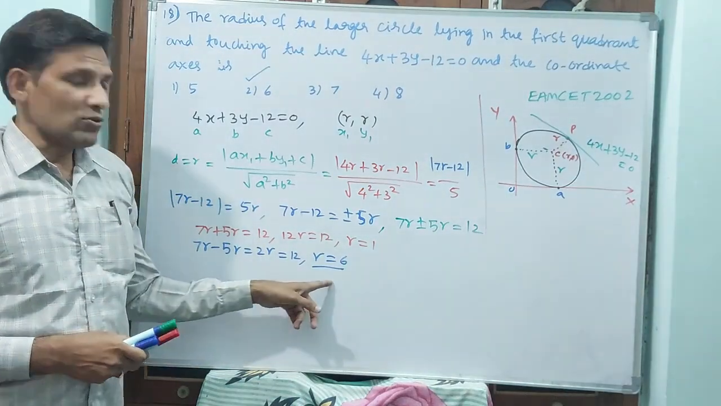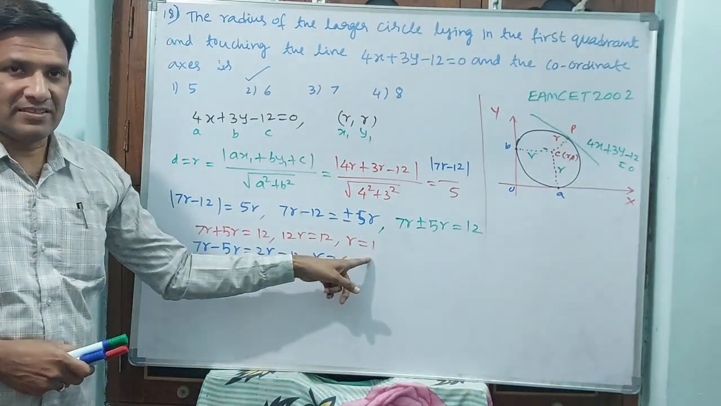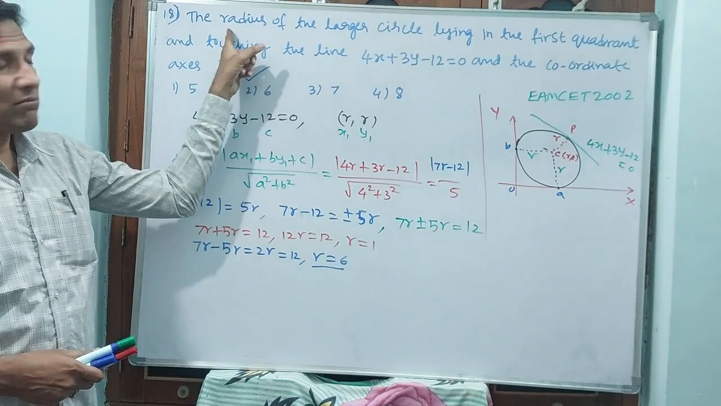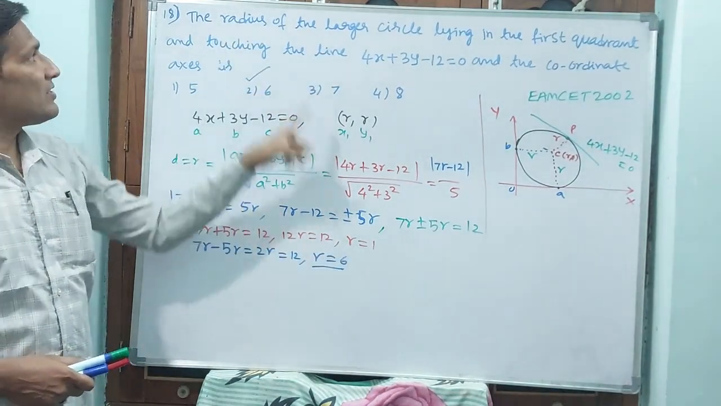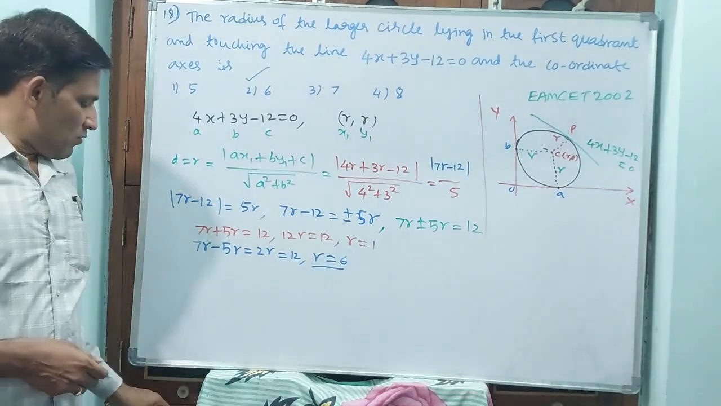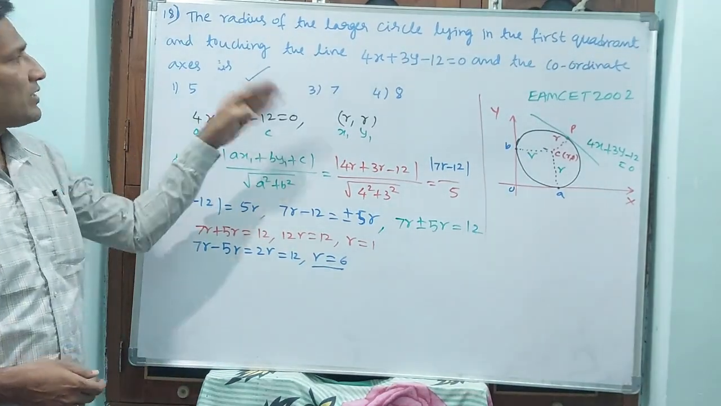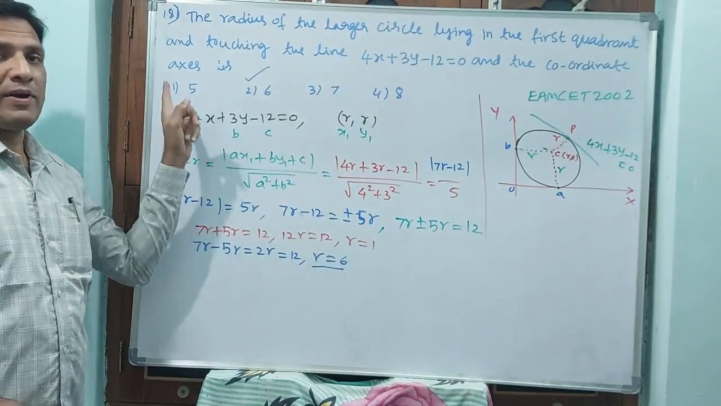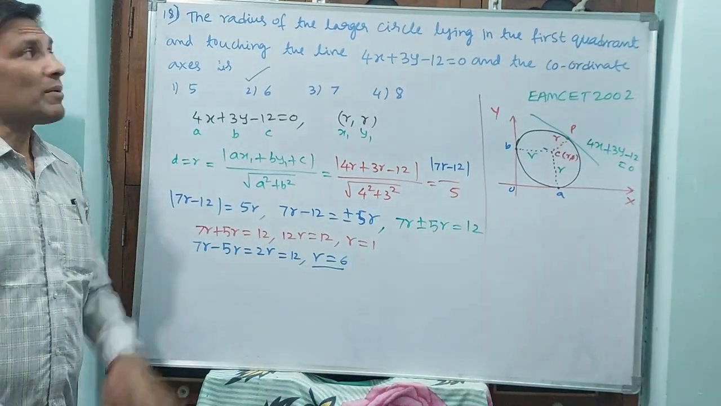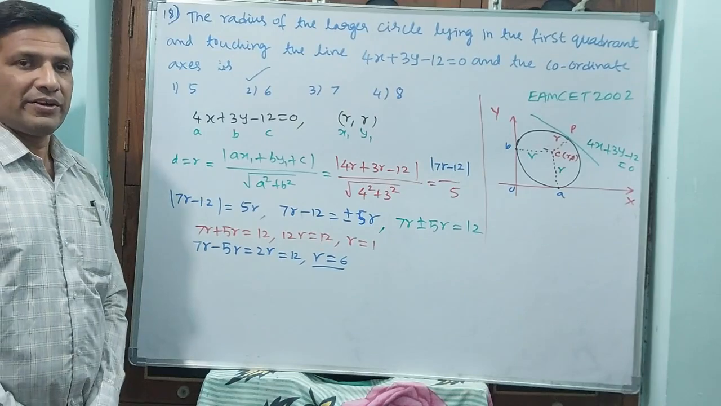Why have we taken r is equal to 6? Because r is 1 is less, a smaller radius, not the larger radius. 6 is the larger radius. That is why we have to take 6 only. Even if an answer option gives 1, after coming here, don't put 1. Put 6, because they have clearly asked for the larger radius.